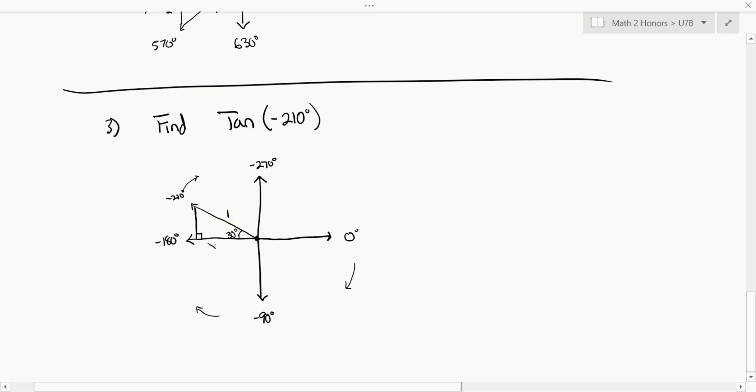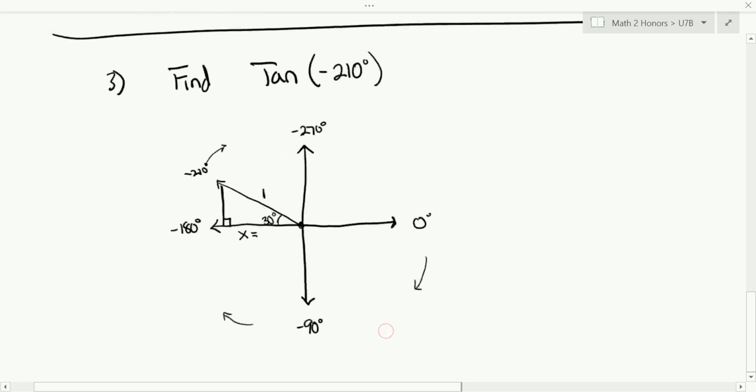State what the x value is, or this distance here, but think it could be positive or negative because we're in quadrant 2. What's it going to be? What is it? Negative root 3 over 2. And across, this is going to be our y value, which is positive or negative? Positive, because it's above the x-axis, positive 1/2. And then once you have that, that's what you need in your diagram.